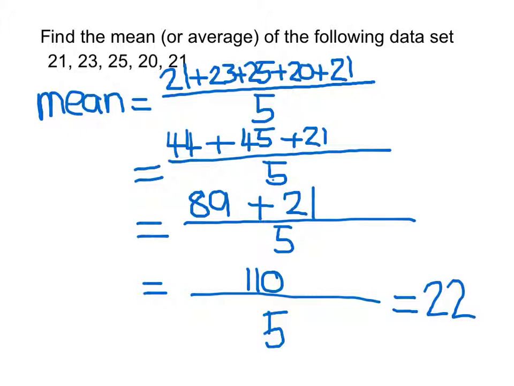And a good way to check to see if your answer is correct is to just look at the end result and see if it's close to the numbers that you have in your data set. If we came up with a result of 78 or something ridiculous like that, that's not close to any of those numbers, so we might need to go back and do it again.